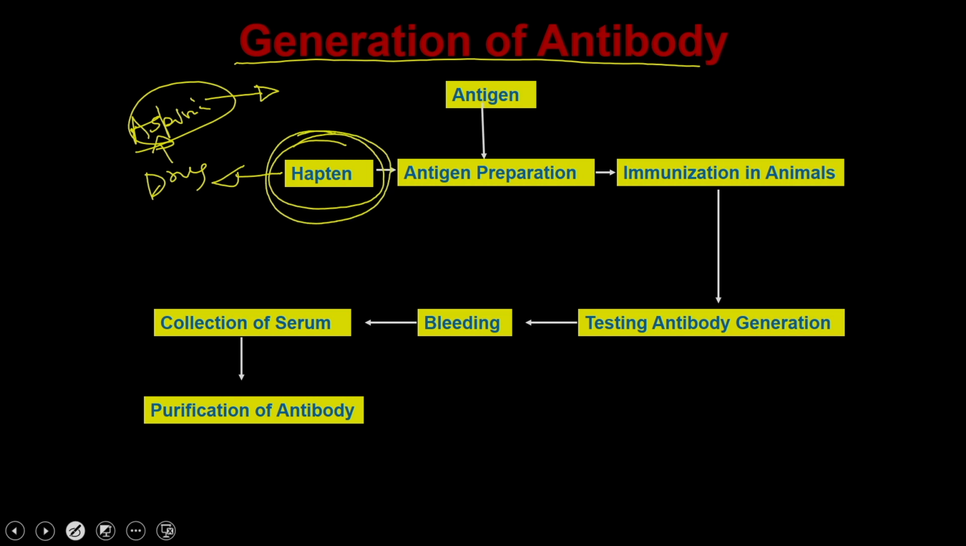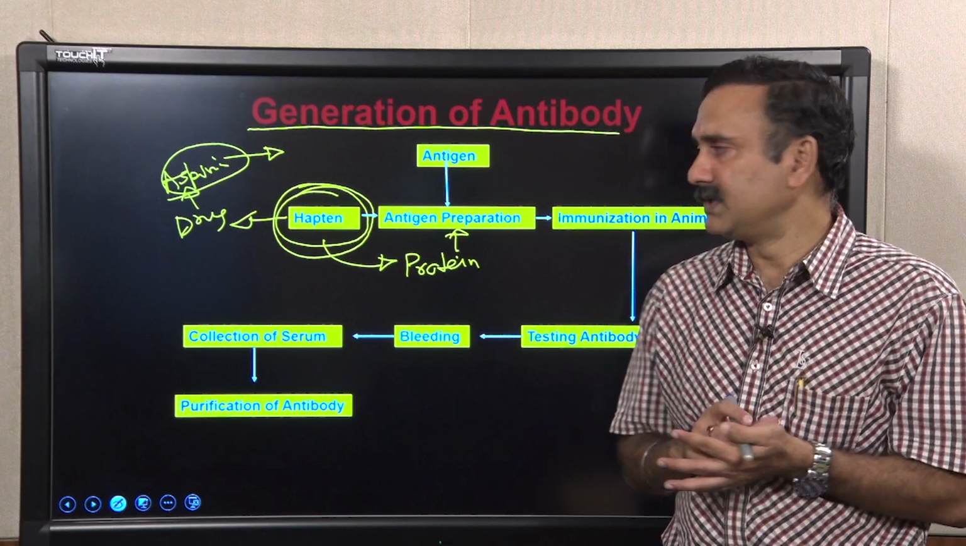In those cases, you convert a hapten into an immunogen simply by coupling it to a protein. The hapten is then converted into an immunogenic molecule, and that complex can be used as antigen to immunize the animals.